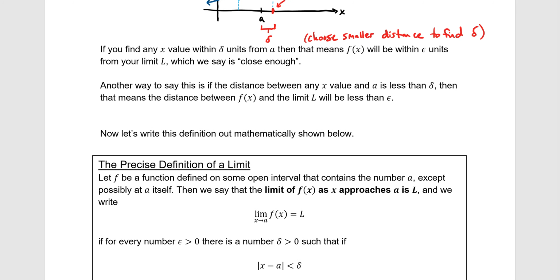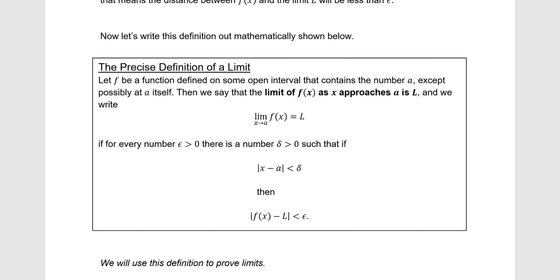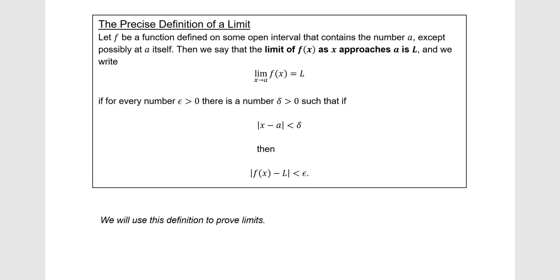Okay, so essentially what we're doing here is we're going to be finding a delta value, so that if the distance between any x value and a is less than that delta value, then the distance between f of x and the limit is less than epsilon. And here is the actual definition using our mathematical notation.